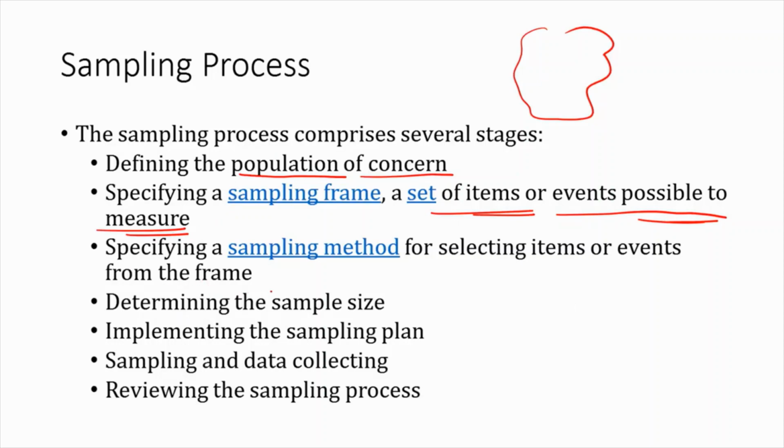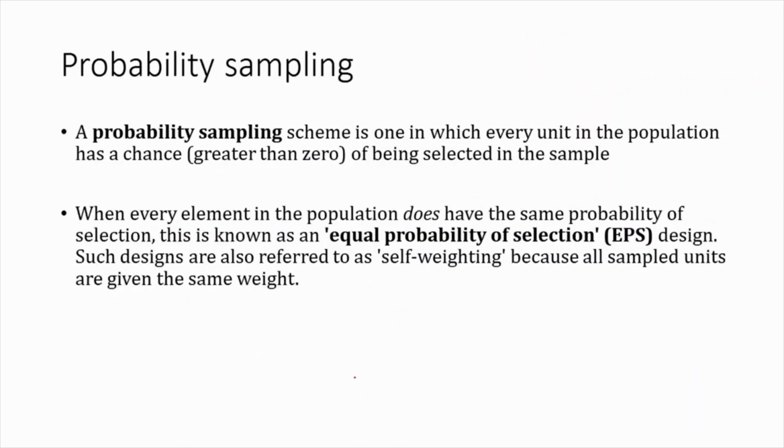Then it's about specifying which sampling method is to be used to select the items from the population into the sample, and then determining the sample size. Well, that happens at exactly the same time as you decide upon the sampling method to be used. Then you implement the method, you collect data, and you review the sampling process to ensure that it is error free. So these are the steps that you follow in the sampling process.